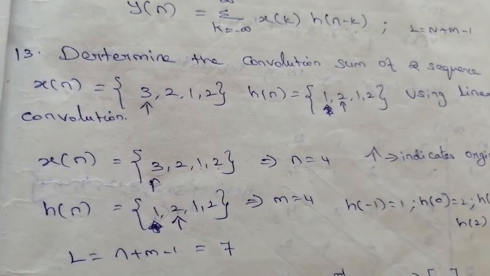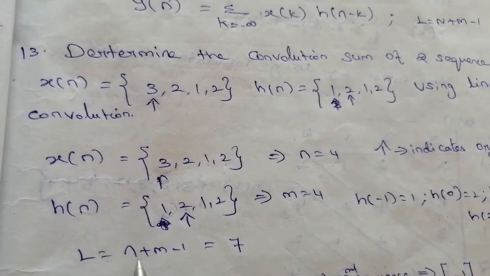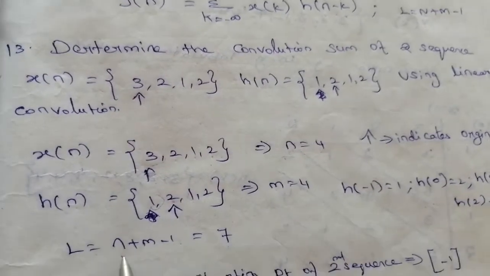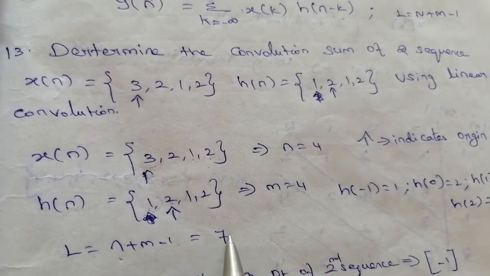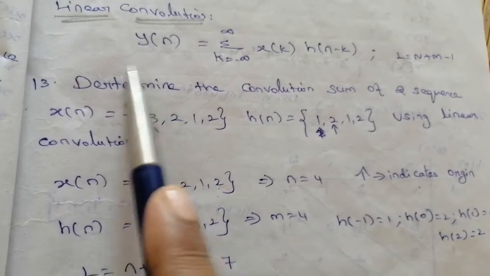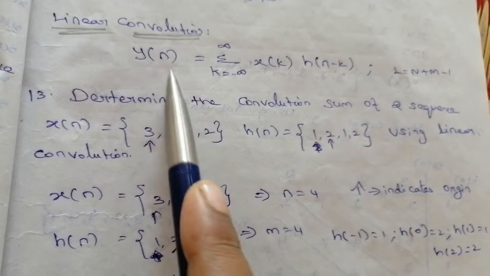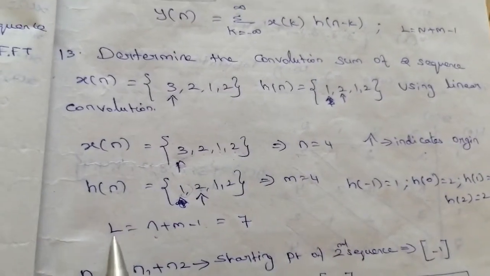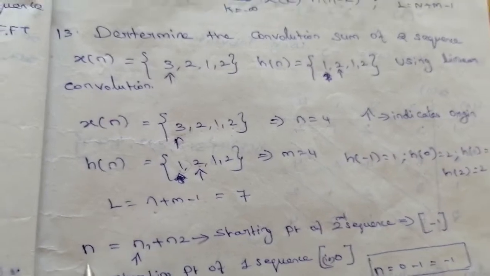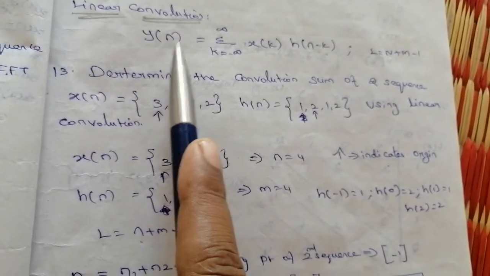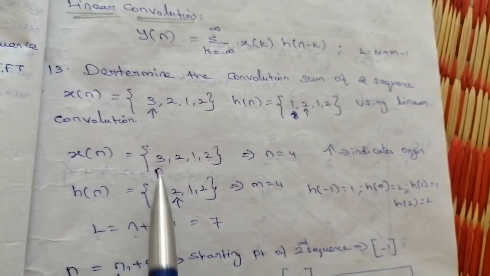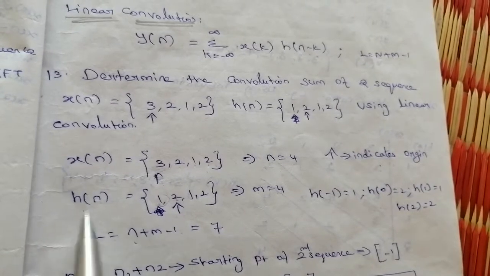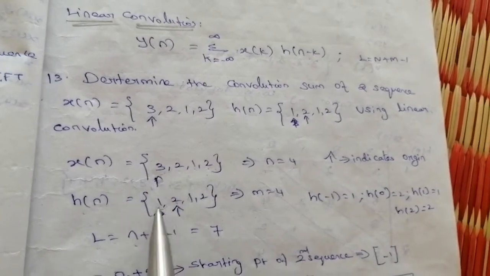Let's find the total length of the sequence, L equals n plus m minus 1. With n equal to 4 and m equal to 4, 4 plus 4 minus 1 equals 7. So we have to find the y of n values from 0 to 6, that is totally 7 values, represented as L. But how does y of n start, because both sequences have different origins? Here the starting point is 0, x of 0. Here the starting point is h of minus 1.